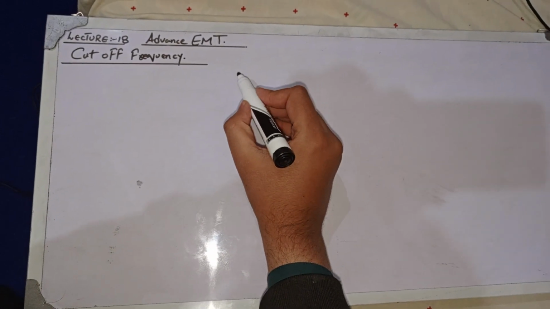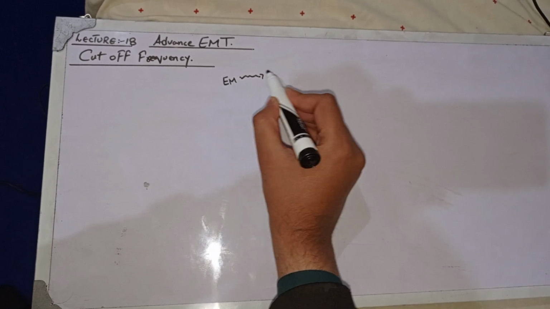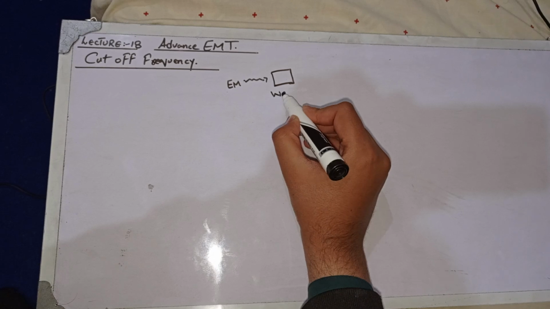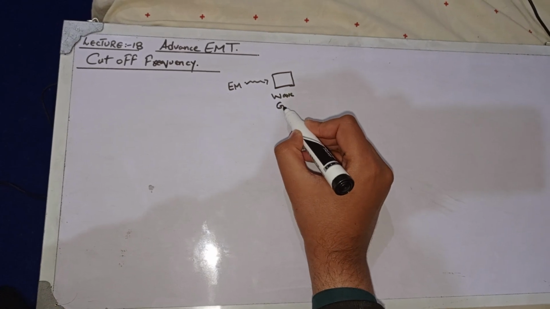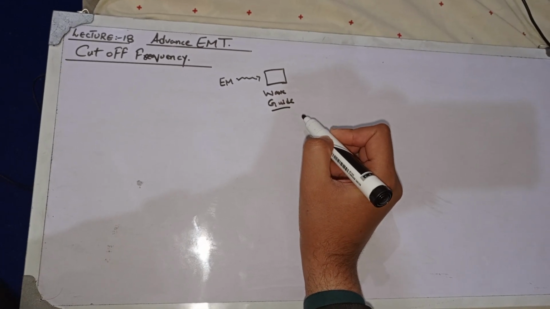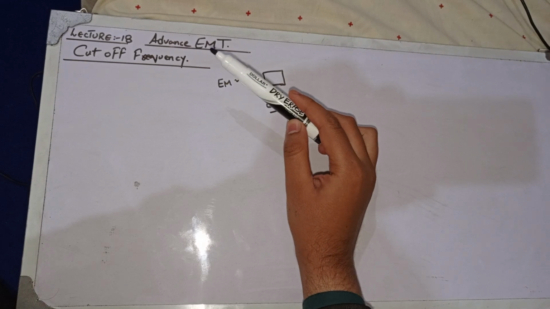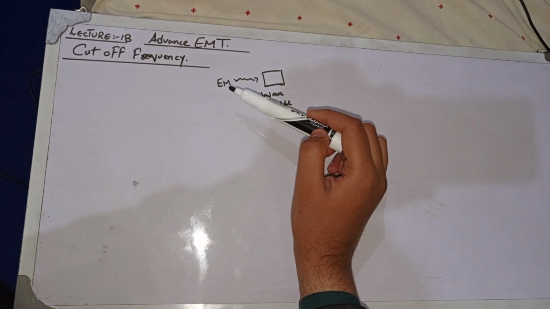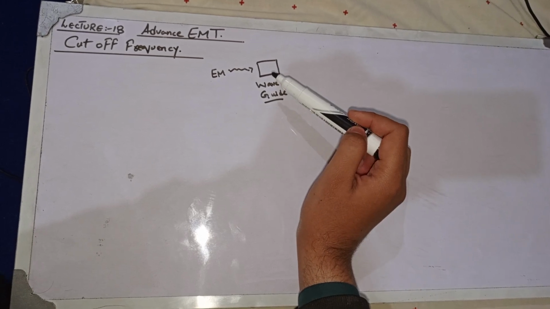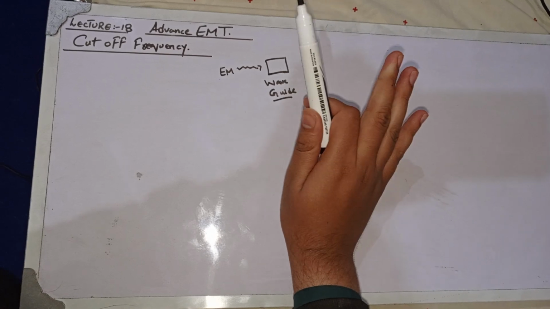So let's suppose this is your EM wave, and it has to propagate into this waveguide. This is, let's suppose, my waveguide, or you can also call it a transmission line. So the minimum frequency at which this electromagnetic wave can propagate through this waveguide or transmission line is called the cutoff frequency.